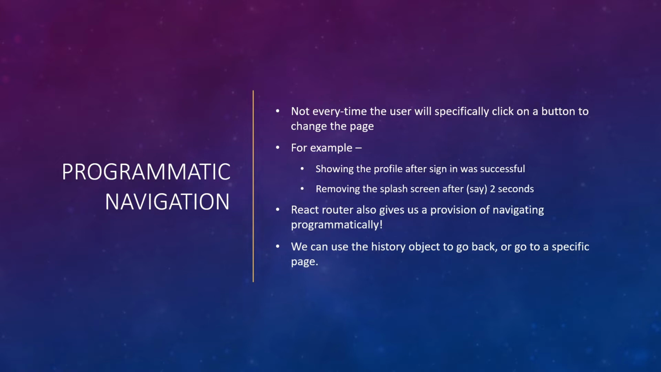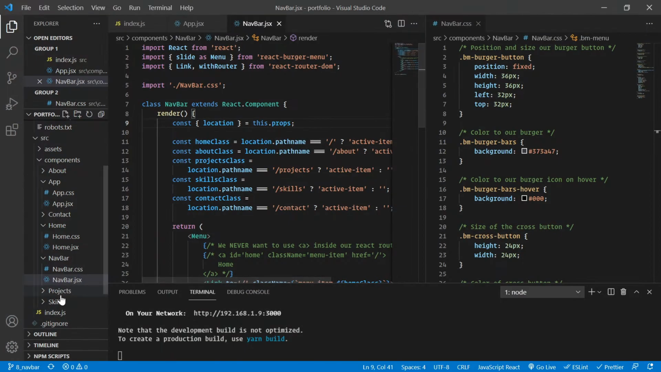So React Router gives us full control of navigating the page programmatically. We can use the history object to go back, to go forward, or to go to a specific page as well. That's what programmatic navigation is. So next time when someone asks you what we mean by programmatic navigation, now you will be able to very easily explain to him or her what the meaning of programmatic navigation is.